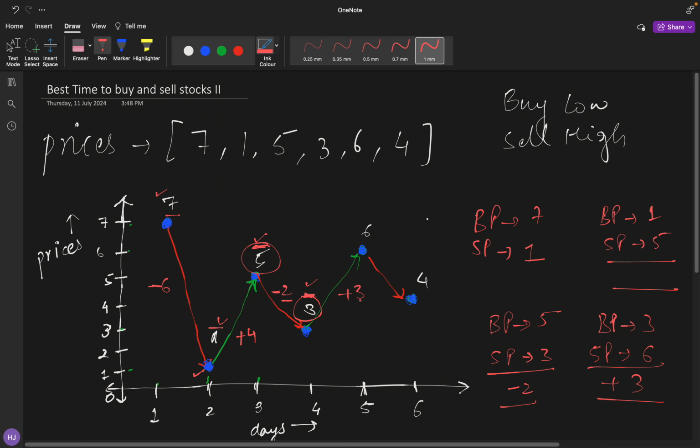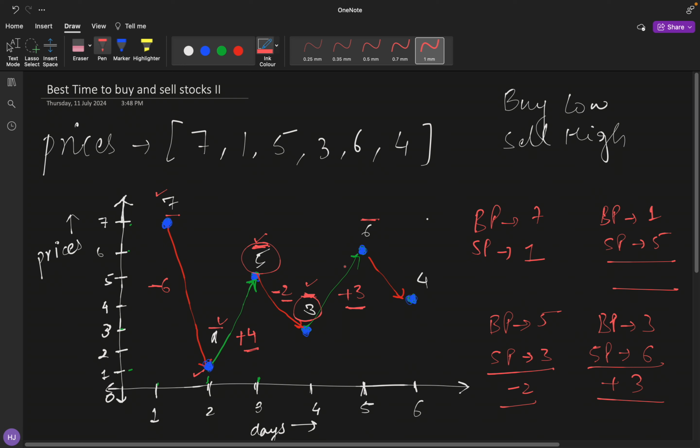So a big yes, that we can buy on day 4 and sell it on day 5. And will this profit contribute to our answer? The answer is yes. So let's move further. So talking about day 5, will you consider buying the stock on day 5?